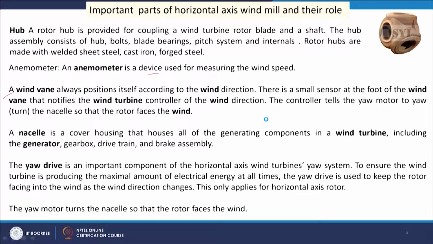Then the nacelle is a cover housing that houses all the generating components in a wind turbine, including the generator, gearbox, drivetrain and brake assembly. And the yaw drive is an important component of the horizontal axis wind turbine's yaw system. To ensure the wind turbine is producing the maximal amount of electrical energy at all times, the yaw drive is used to keep the rotor facing into the wind as the wind direction changes.